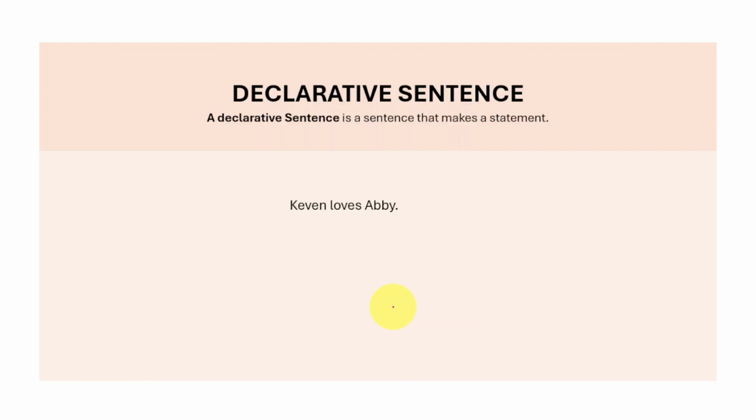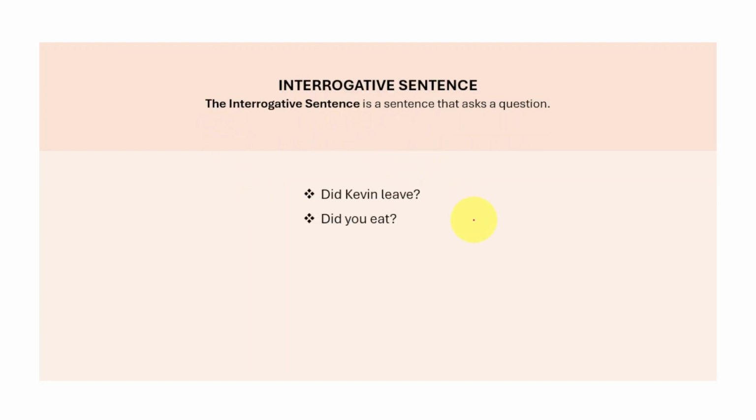So here, Kevin loves Abby. In this case, we're dealing with the declarative sentence. Okay, and this one, in case you speak French, it's like interrogation, something like that. So if you watch the other French courses, like I said, you're gonna understand. Did Kevin leave? Did you eat? This one we're dealing with the question mark at the end of it.